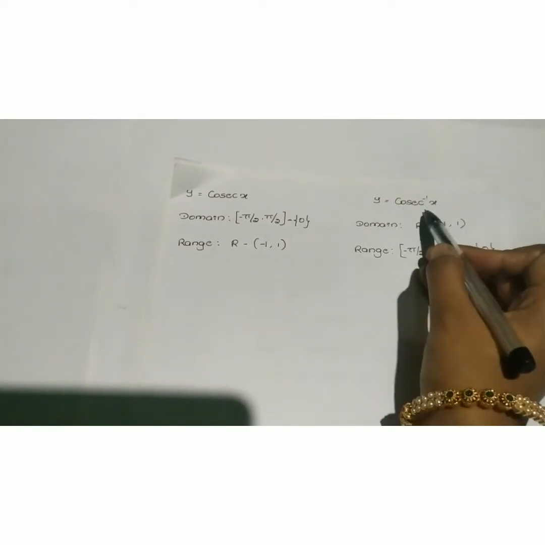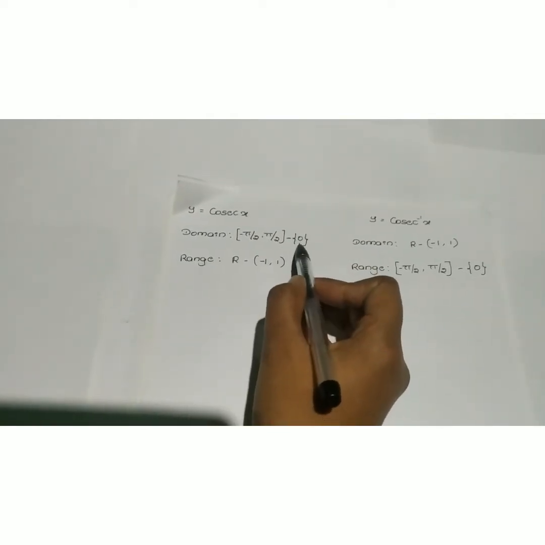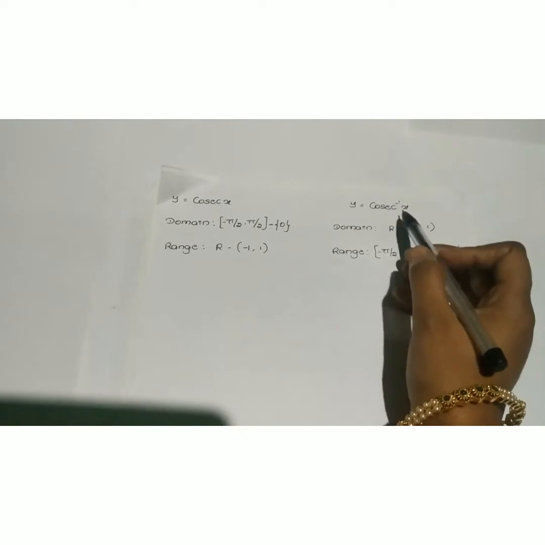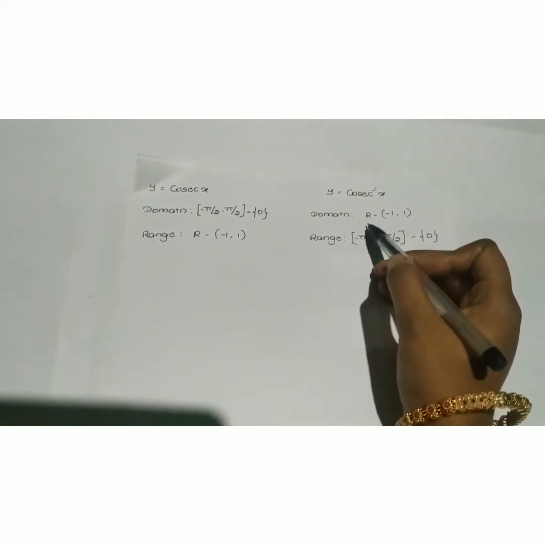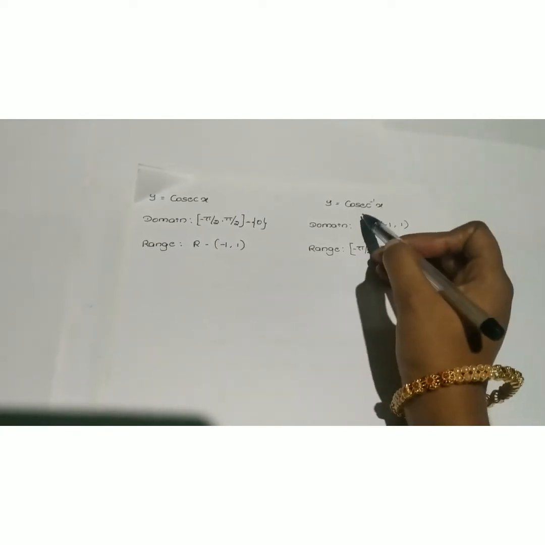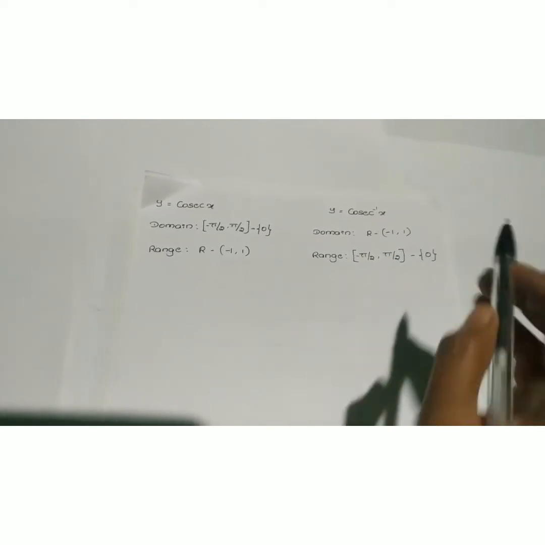Observe this. y is equal to cosec function and y is equal to cosec inverse function. So this is the restricted cosec function. Here the domain of the cosec function is the closed interval minus pi by 2 to pi by 2 except 0, and the range of the cosec function is all real numbers except the open interval minus 1 to 1. And in the cosec inverse function, the domain is all real numbers except the open interval minus 1 to 1, and the range of the cosec inverse function is the closed interval minus pi by 2 to pi by 2 except 0.